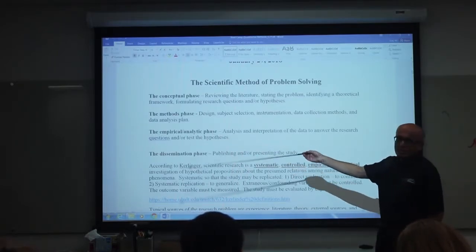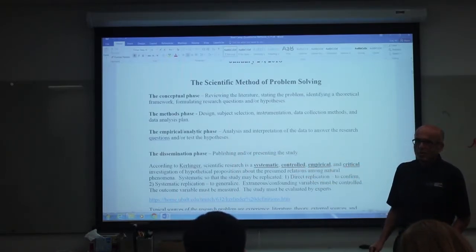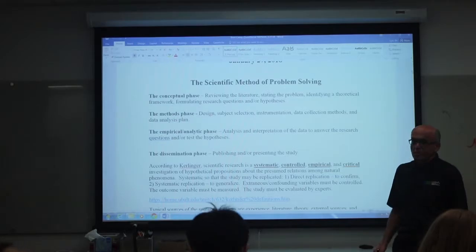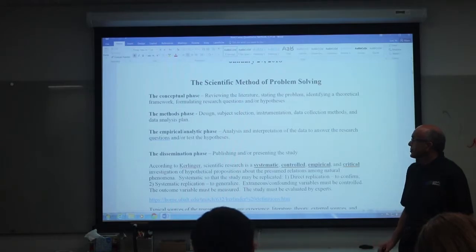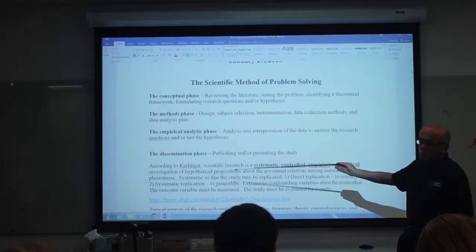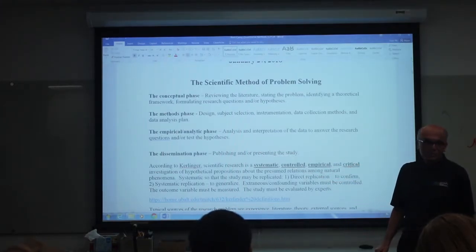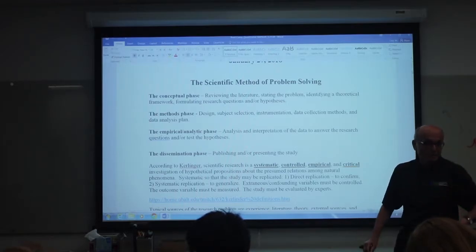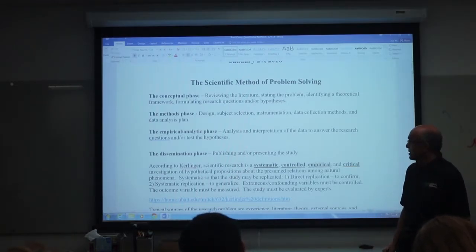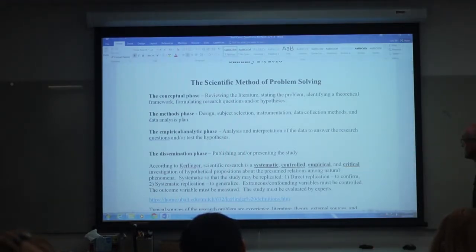Empirical analytic phase, this is after you have collected the data, analyzed it and written the results, pretty much chapter 4 in a typical doctoral dissertation. And then the dissemination. Hopefully after you're done with your thesis or doctoral dissertation, you want to do something with the document. Especially those of you who plan to become university professors, you have to do publishing and making presentations.